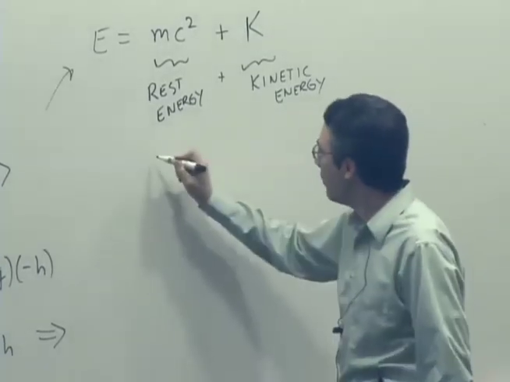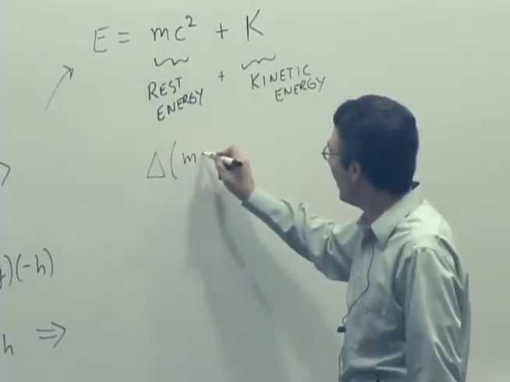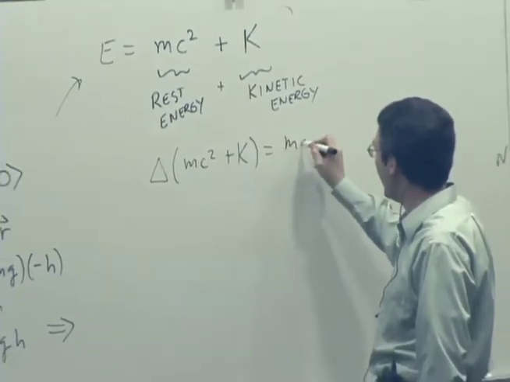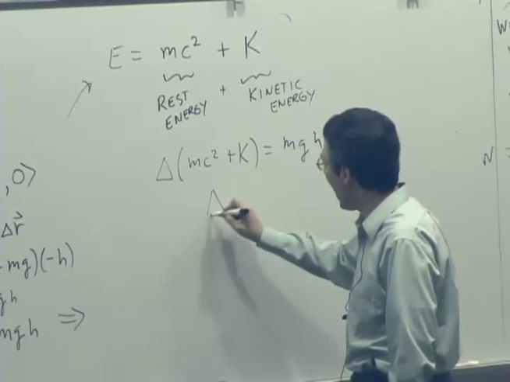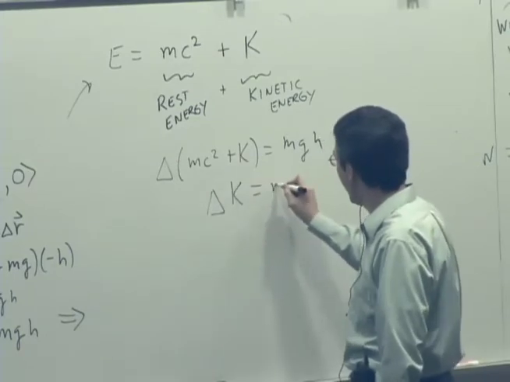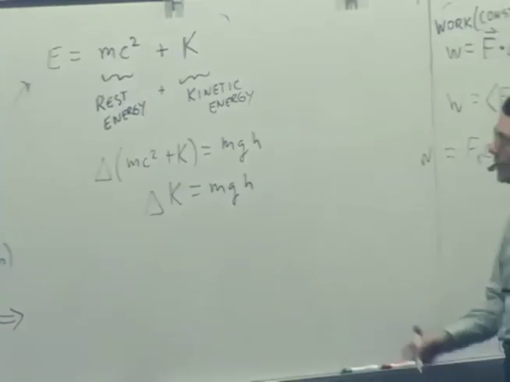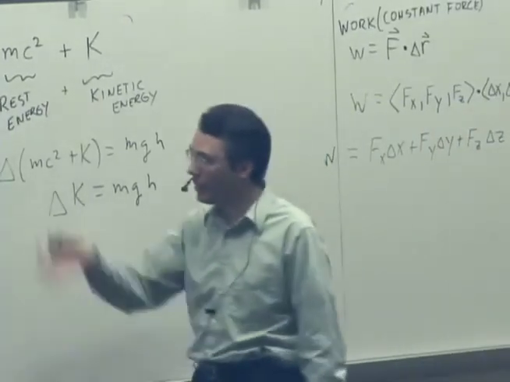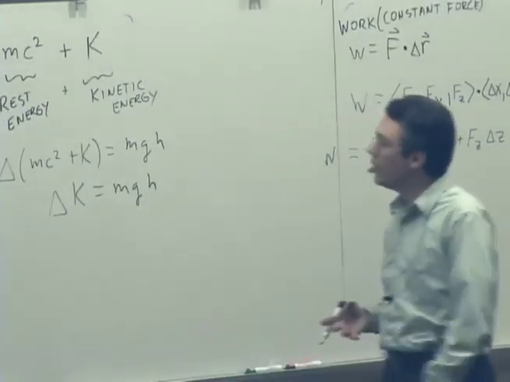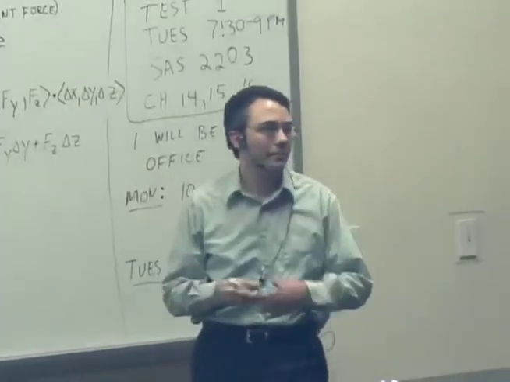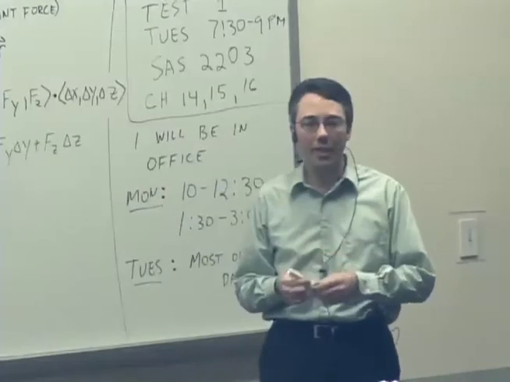So just being very detailed, delta mc squared plus k is mgh. The mass doesn't change, so we just have delta k is equal to mgh. Mass is positive, g is positive, h is a positive number, like 1 meter or something like that. So what happened to the ball's kinetic energy? It went up. It increased, right?